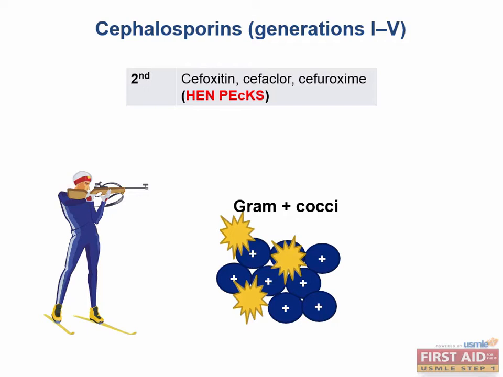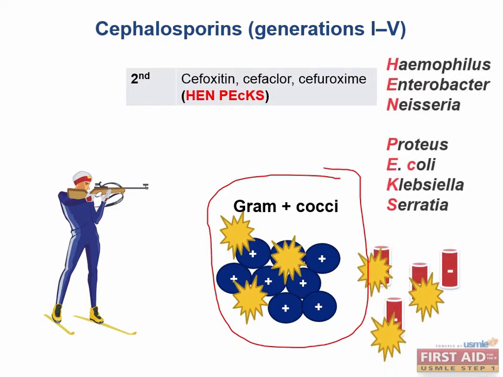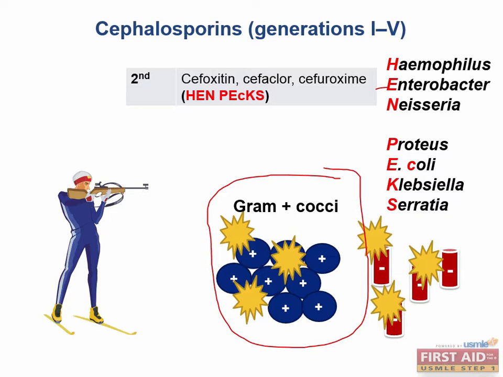Cefoxitin, cefaclor, and cefuroxime are second generation cephalosporins. These drugs are similar to the first generation cephalosporins in that they really just cover gram-positive organisms. However, they have increased activity against gram-negative organisms, including Haemophilus influenzae, Enterobacter, Neisseria, and then the Proteus, E. coli, and Klebsiella like the first generation, and then also Serratia. So this second generation of cephalosporin has activity against 4 more gram-negative bacteria than the first generation cephalosporin. We will see this trend continuing as we go through the later generations.